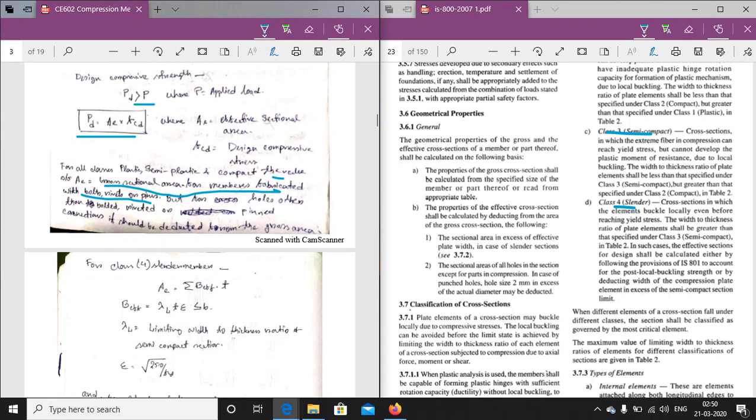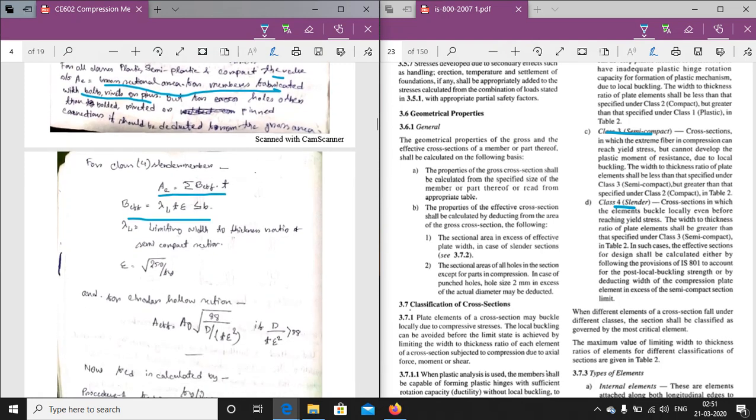Now for class 4, that is the slender member, the formula is: A is equal to summation of BEF into T, where BEF is equal to lambda L into TE, where lambda L is equal to the limiting width to thickness ratio of semi-compact section, T is equal to the thickness of the section, and epsilon is equal to that value. And for circular hollow section, the effective area is equal to that value. So in general, we will not be requiring that, because I have already told you when we were discussing the beam section that in India the section is either semi-compact or compact or plastic, not more than that.